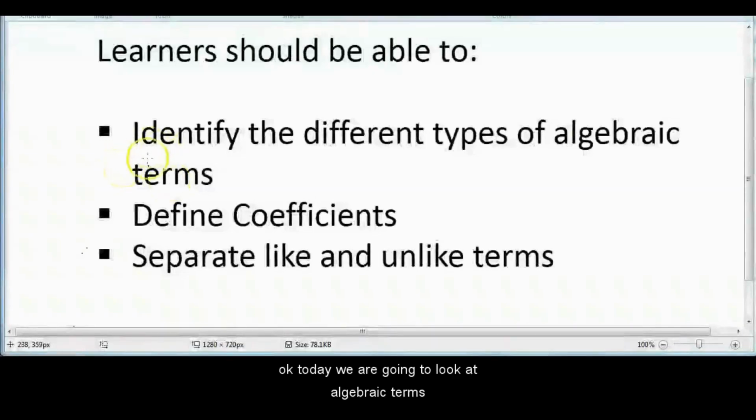Okay, today we are going to look at algebraic terms, at the end of which you should be able to identify the different types of algebraic terms, define coefficients, and separate like and unlike terms.